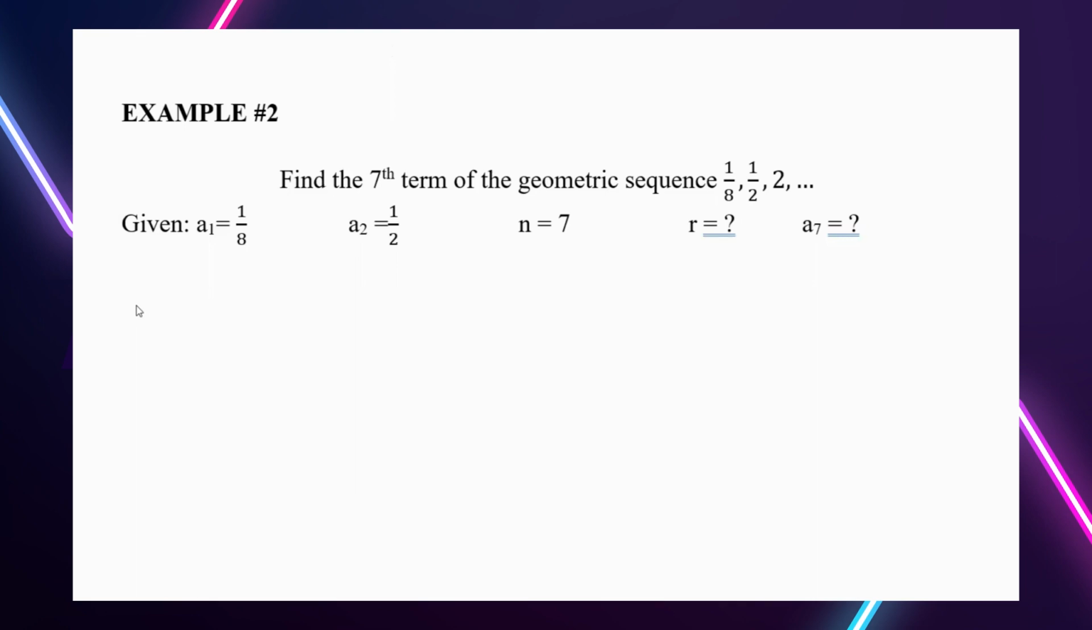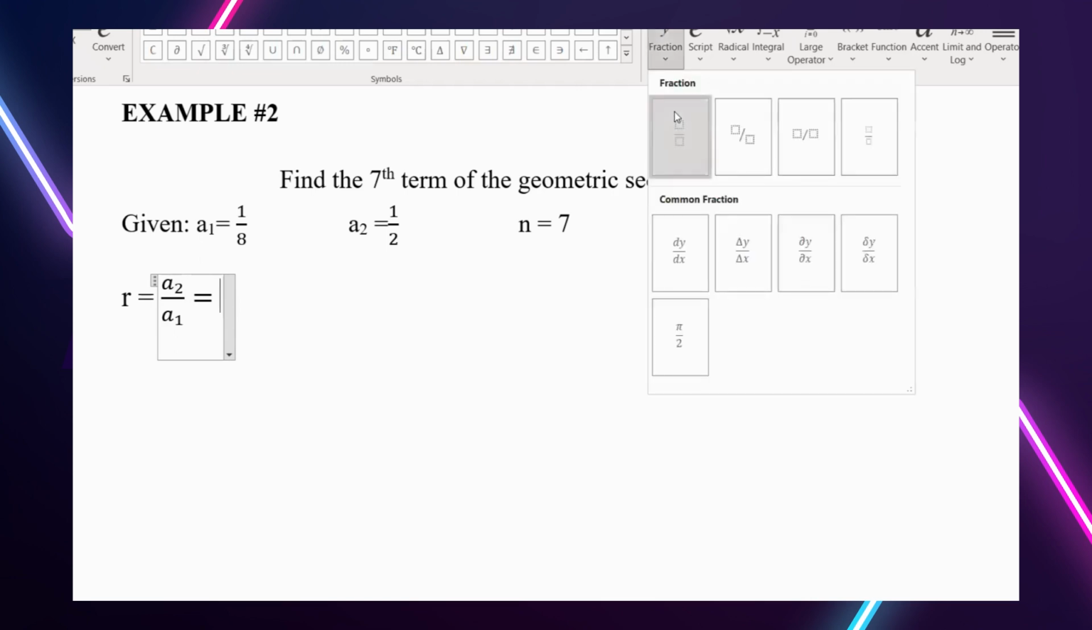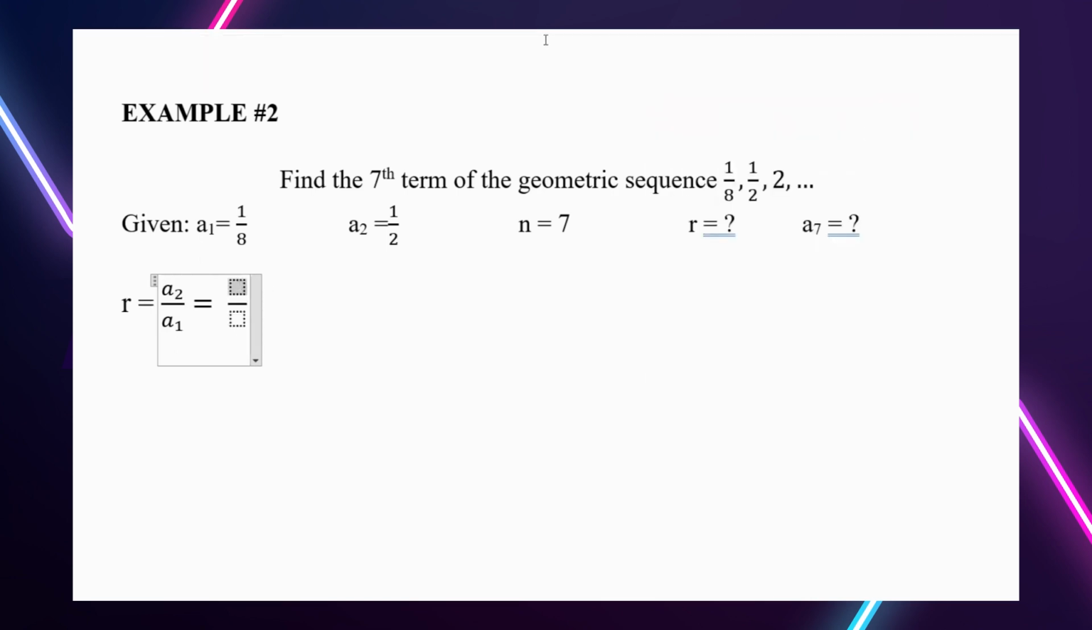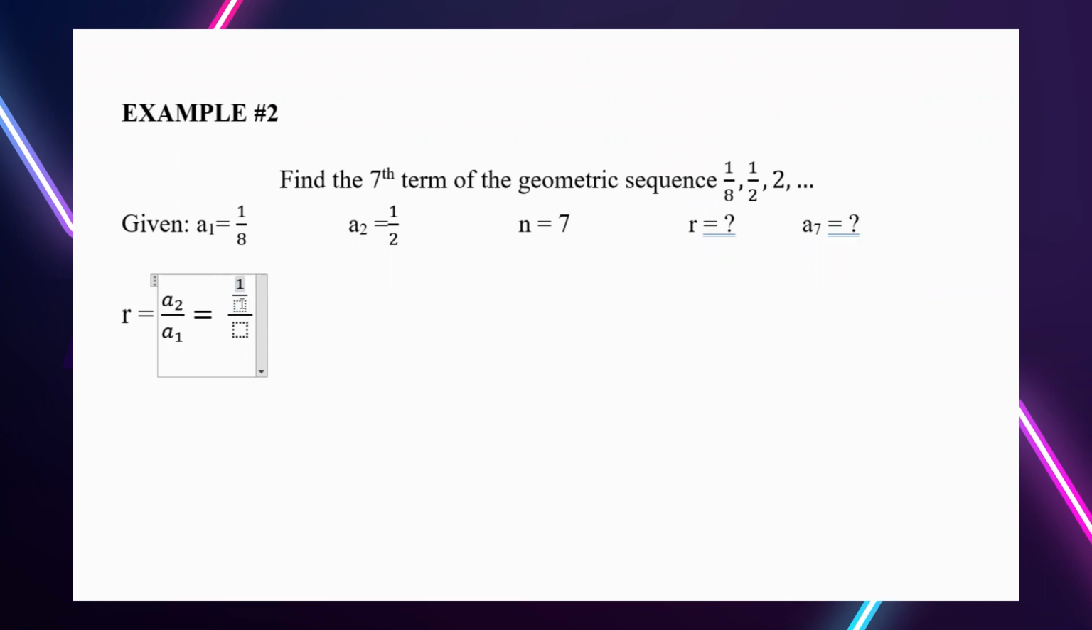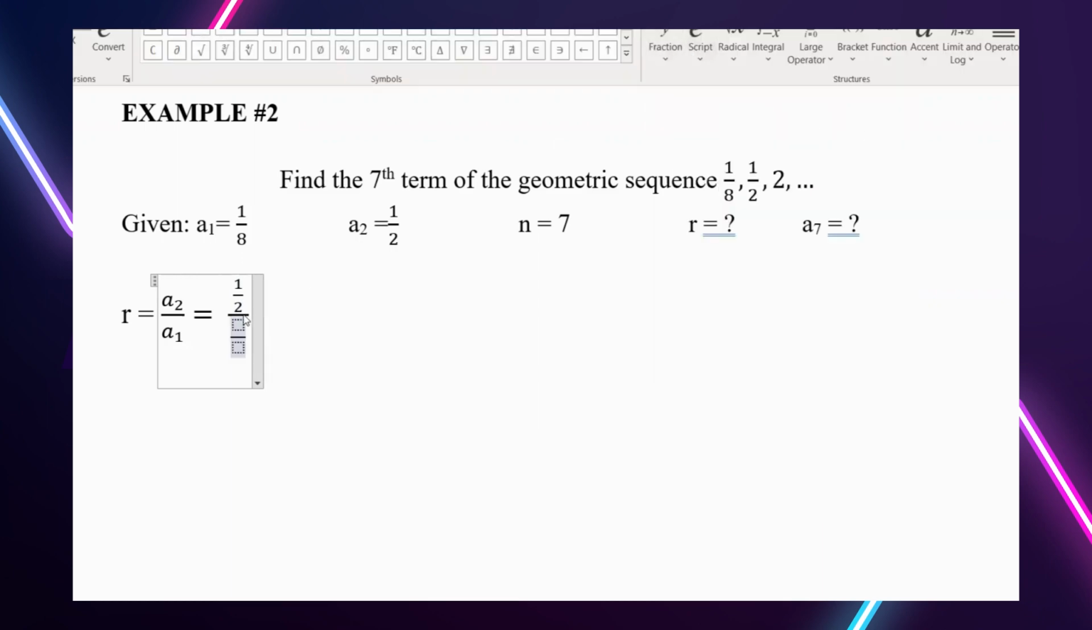First thing to do is to find the value of the common ratio. So, katulad ng example number 1 natin kanina, we can get the common ratio by dividing the second term by its first term. So, in the sequence 1/8, 1/2, and 2, our second term is 1/2. Therefore, 1/2 divided by the first term, which is 1/8. Very good.